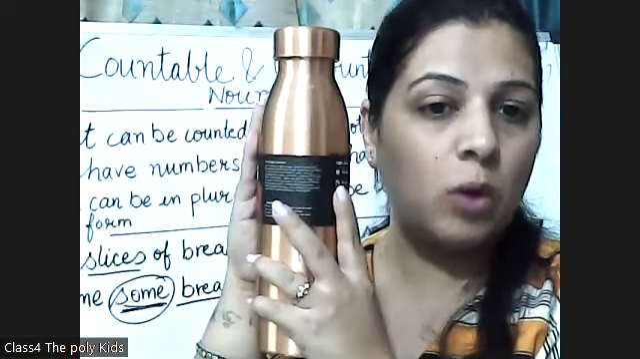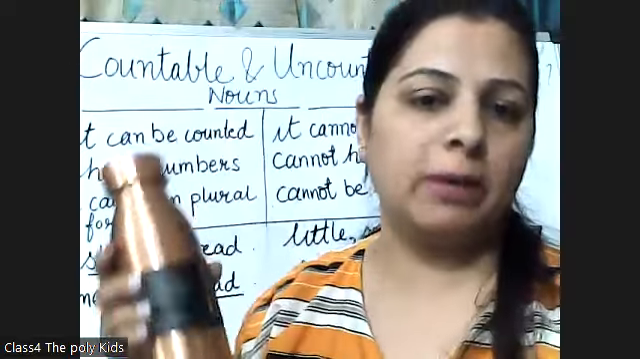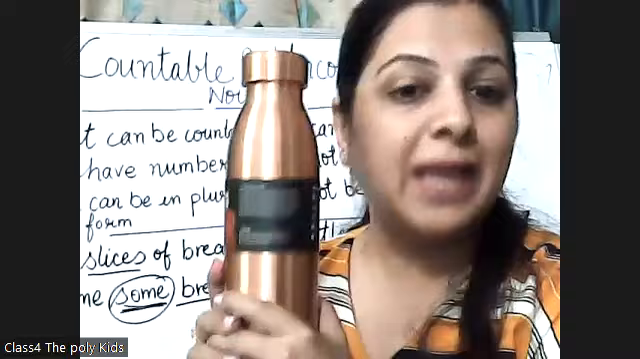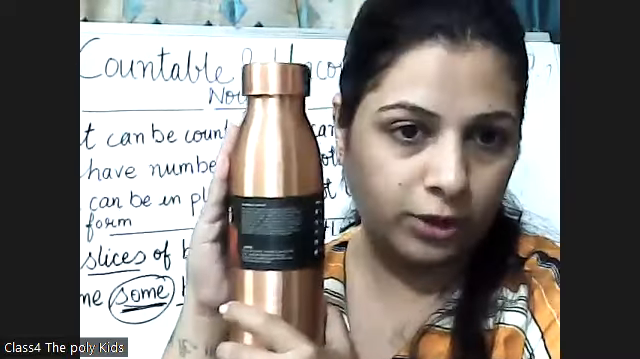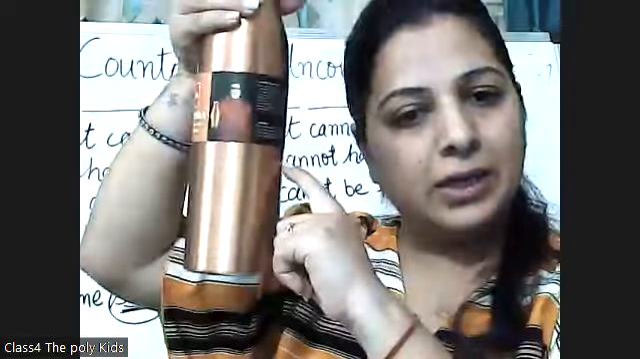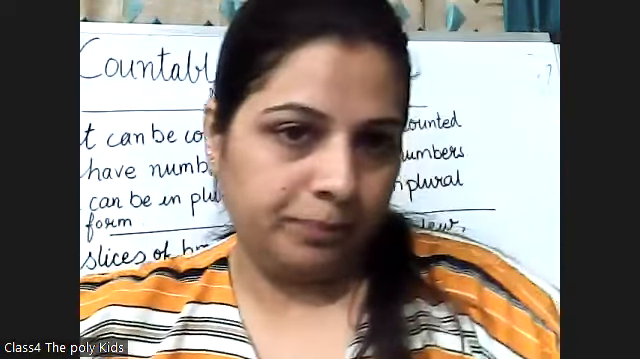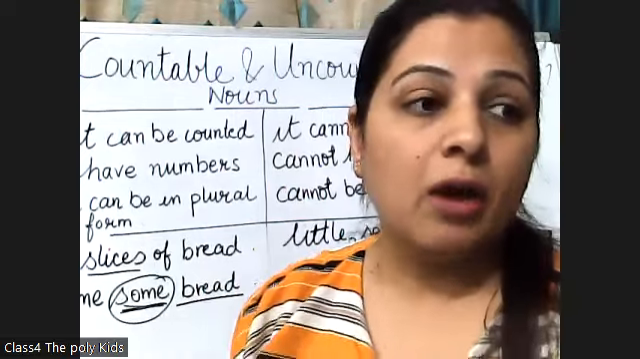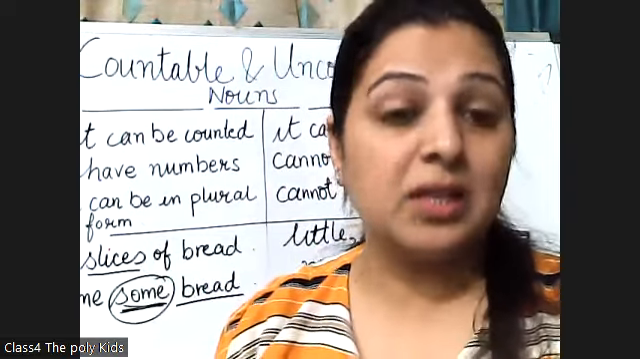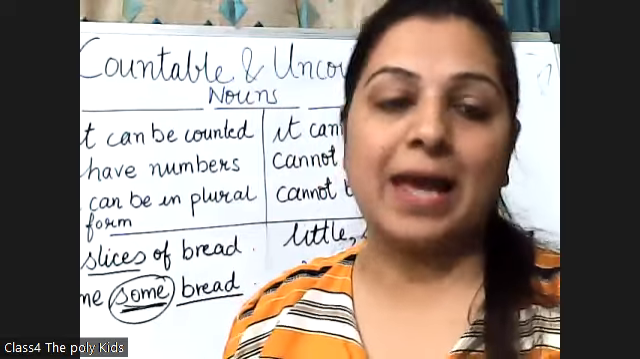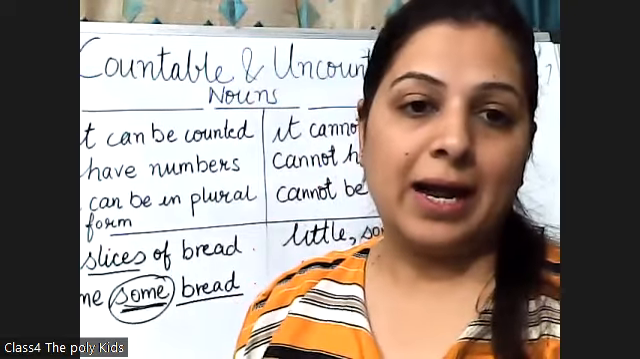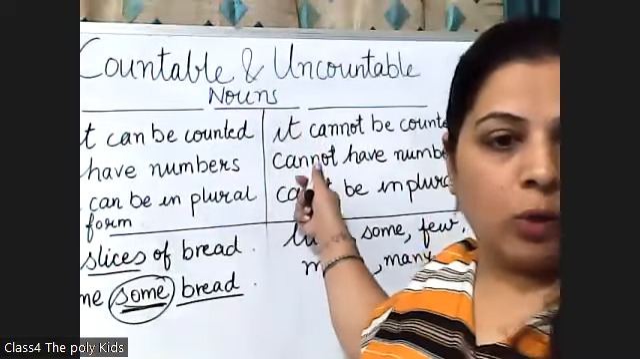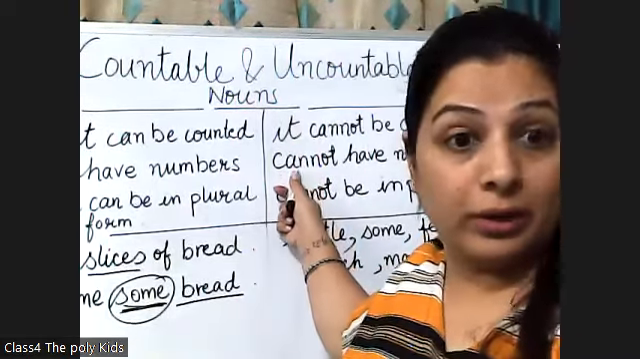So this is countable. 1 bottle, 2 bottle, 3 bottle, 10 bottle. But if I'm asking how much water is there inside the bottle, then you can tell me there is a lot of water in the bottle, or there is a little water in the bottle. Okay, so mostly for liquid things, like oil, like water, juice, milk, uncountable noun. You cannot count it.